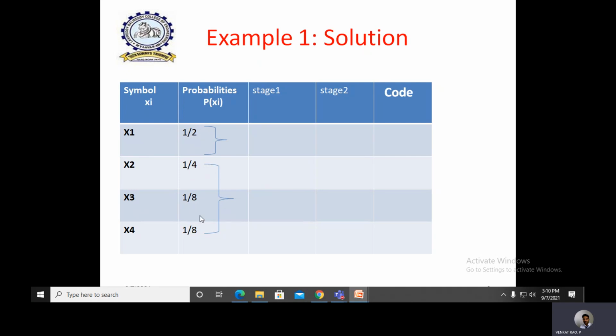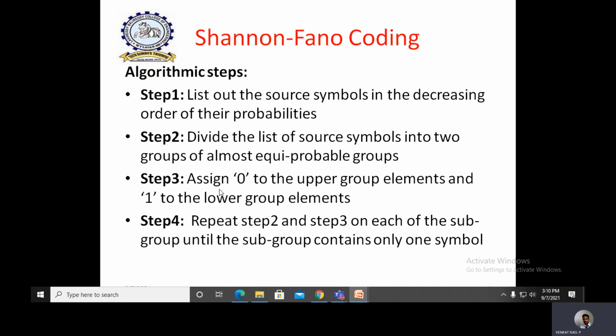That means the two groups we have divided are of almost equal probability. This is 1 by 2, this is also 1 by 2. Like that only, you need to divide the symbols into two groups of almost equiprobable subgroups. So the second step is over.